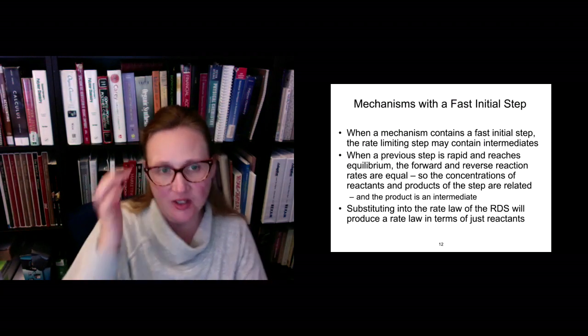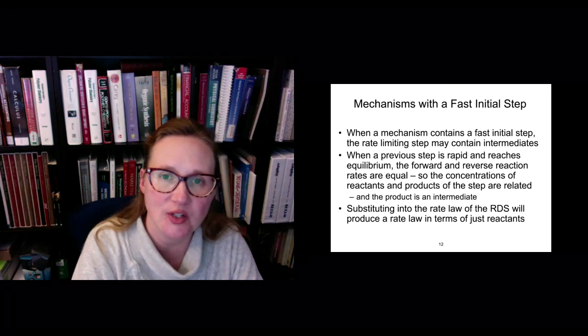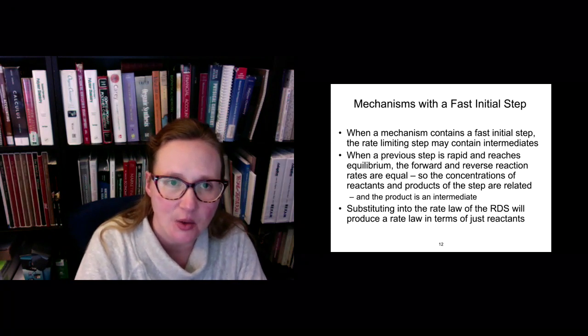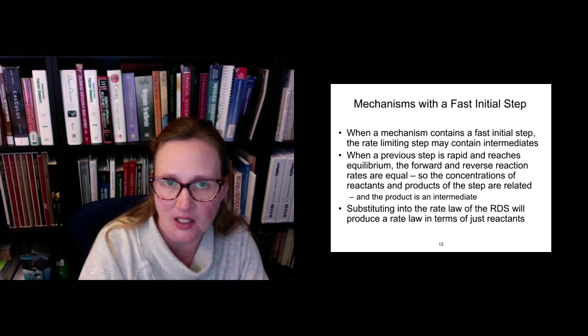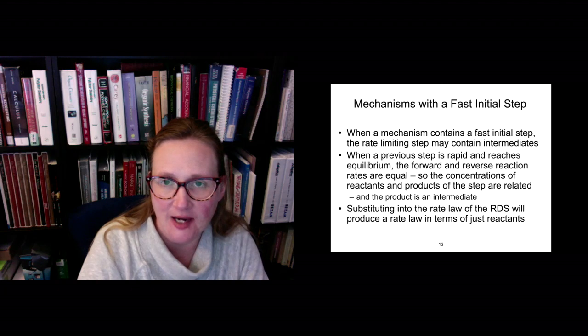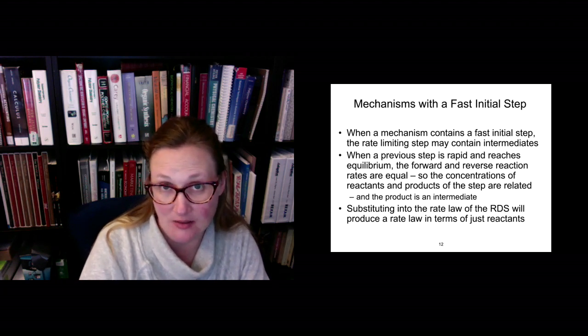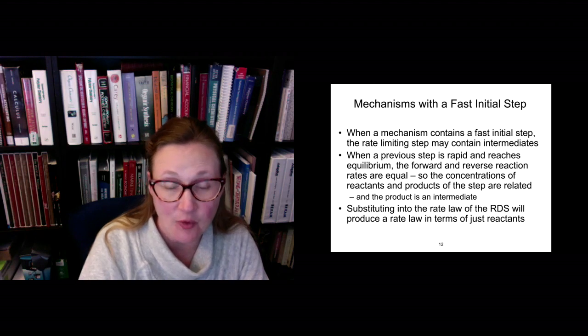Okay, so just a couple things to think about before we do some examples. So imagine a situation where the mechanism has a fast initial step. So the first step is fast. So if the first step is fast, then the rate limiting step may contain intermediates. Okay, and remember, intermediates don't show up in the overall rate law.